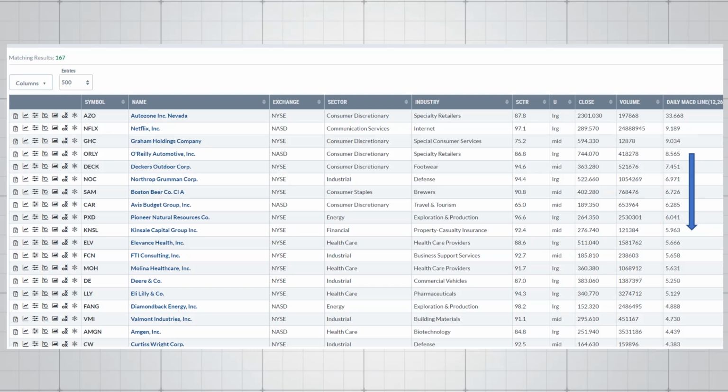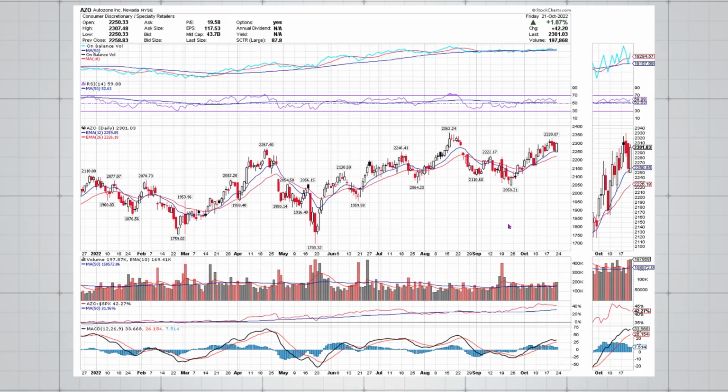Fantastic. Let's go ahead. We'll take a look at some of our charts here. So here's AutoZone, and this is an interesting retailer. It's a very nice company, but it also could be functional in times of economic distress because people are fixing their cars. What do you see on this chart, Professor?